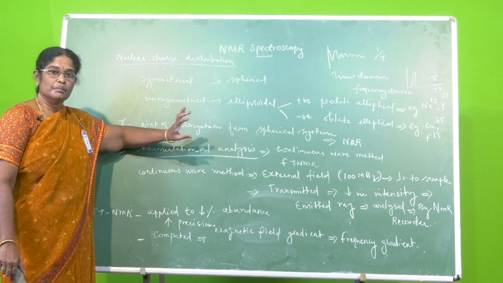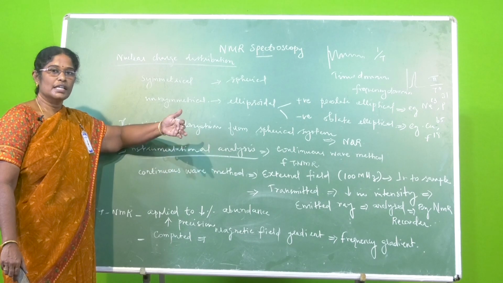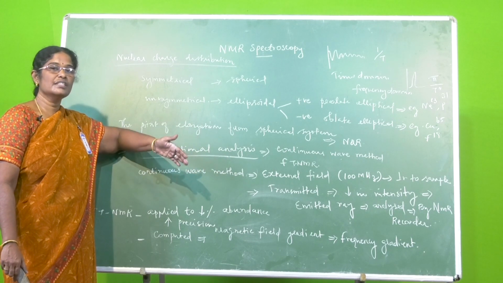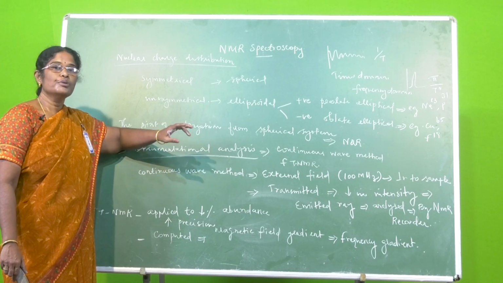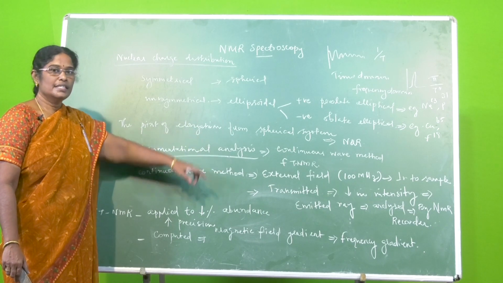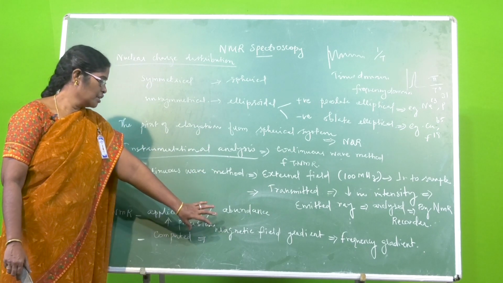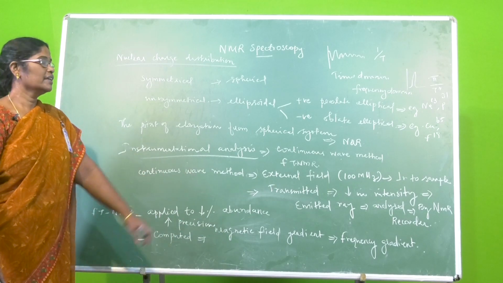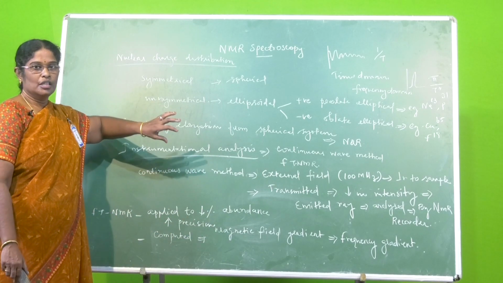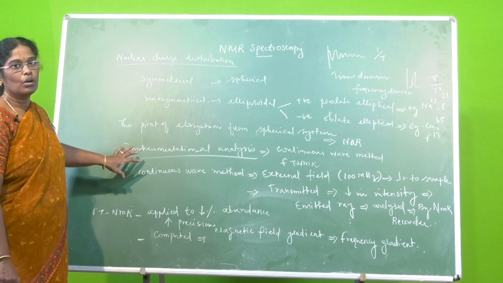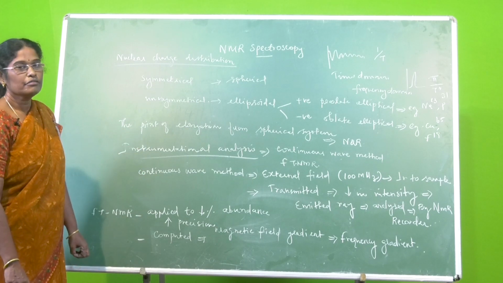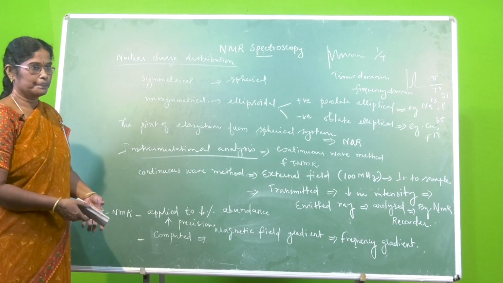And here the magnetic field gradient, which as an outcome has a decreased intensity value, is computed graphically as a frequency domain. So that is here as the frequency gradient, it is transformed, and that is the computational analysis that is involved in the Fourier transform method of analyzing any given sample.